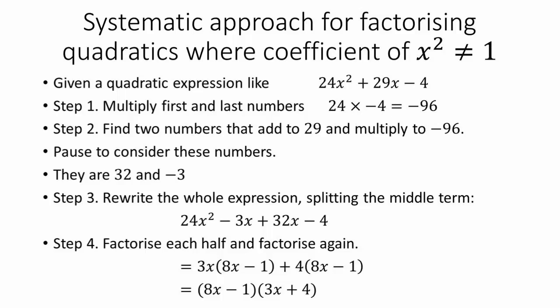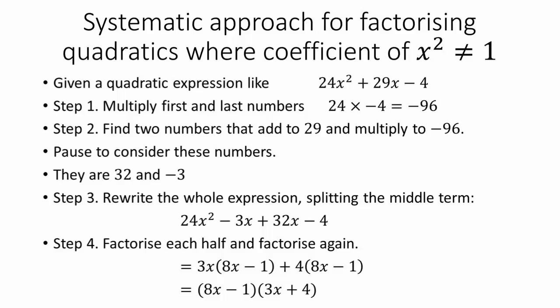You always need to pause to consider which numbers those are, but if you think about it, that's 32 and minus 3. Now you can rewrite the whole expression, 24x squared plus 29x minus 4, and split the middle term up so it's expressed as minus 3x plus 32x. I can write that down either way round; I could have had plus 32x minus 3x instead. So now we're left with 24x squared minus 3x plus 32x minus 4.